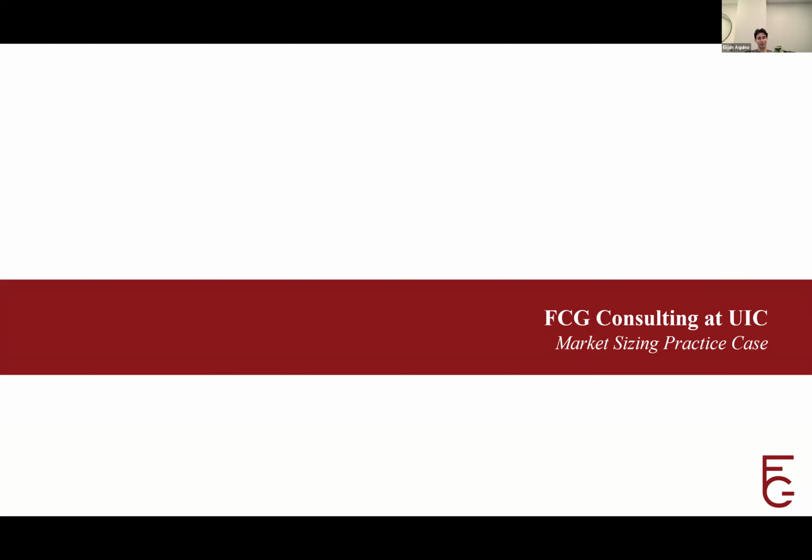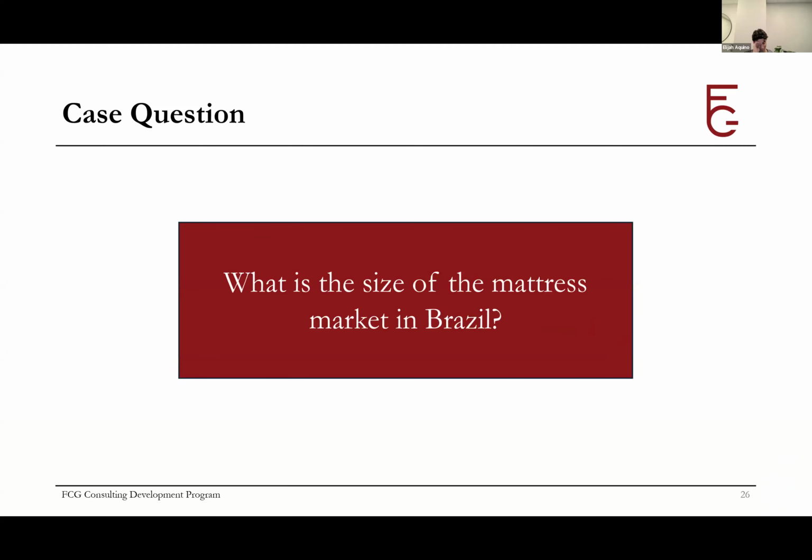Okay, I'm going to go now. This case question is going to be a little bit easier. Today's case question is, what is the mattress market size in Brazil? Awesome. So we're going to do what we did last week. From there, we're going to ask some clarifying questions. I'm going to get my notebook out so I can do this with you guys.